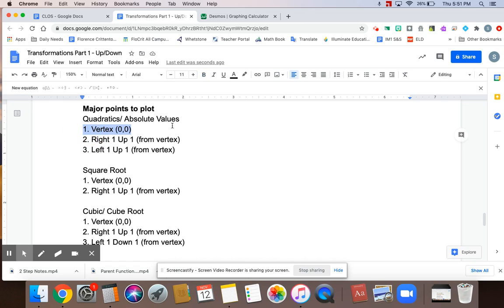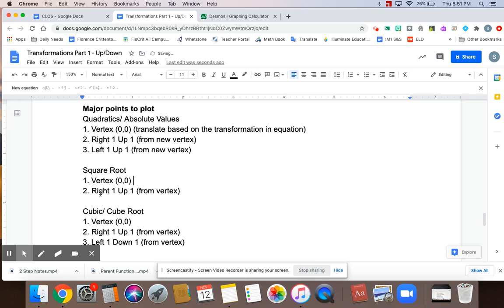You always start with moving your vertex. So wherever your vertex is, you're going to translate it first, based on the transformations in the equation. And then you're going to plot your second and third dot from your new vertex.